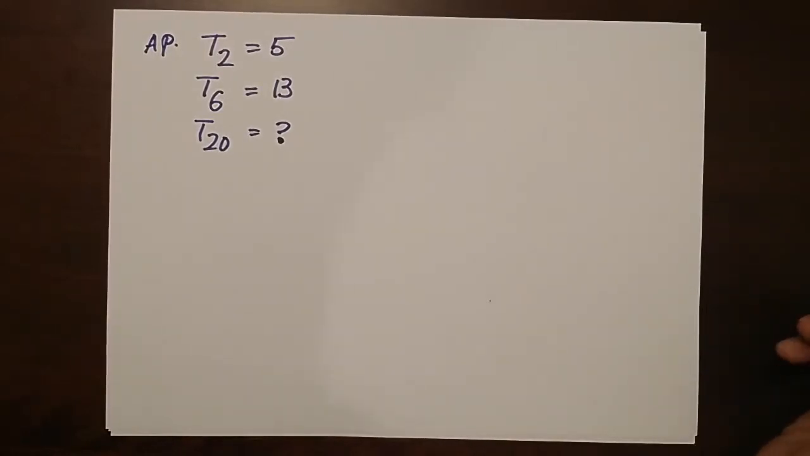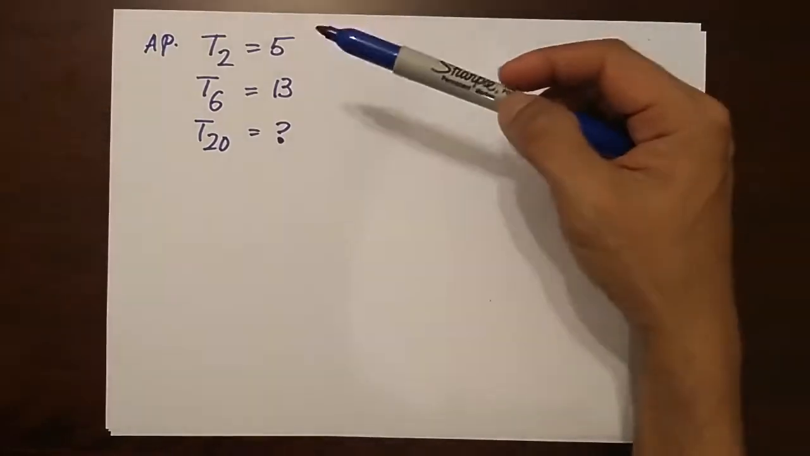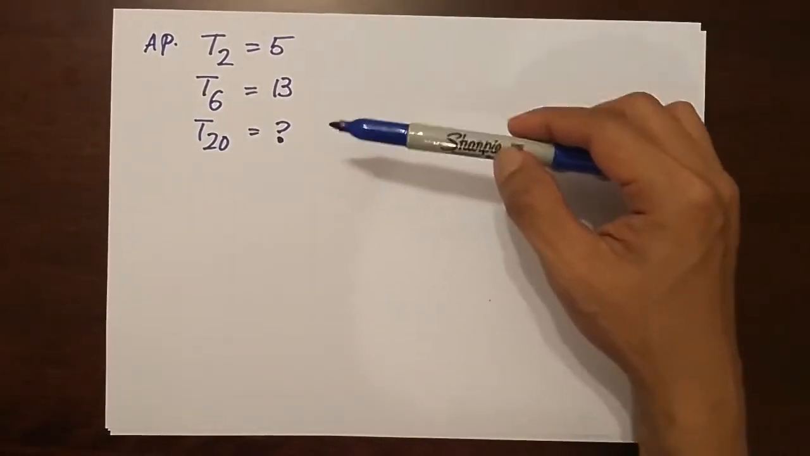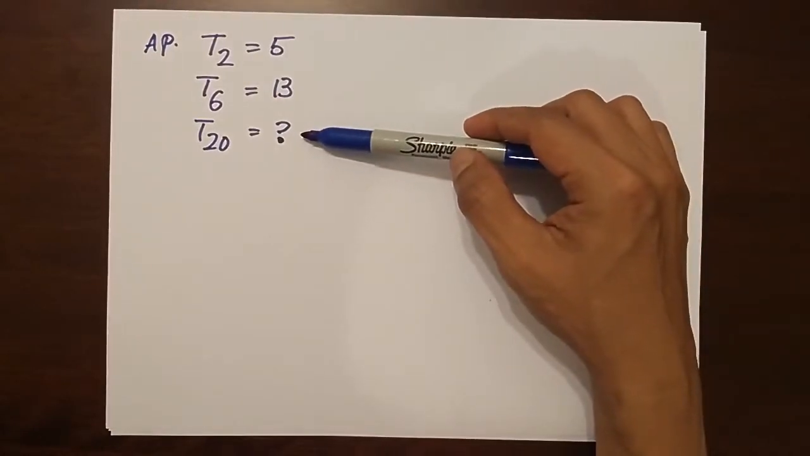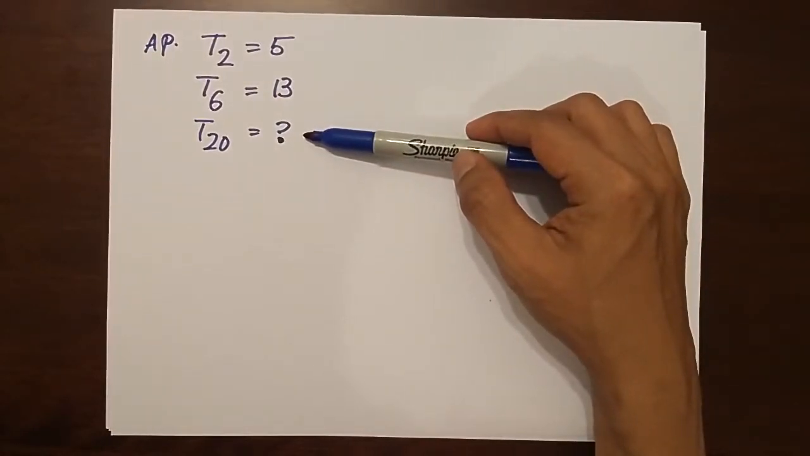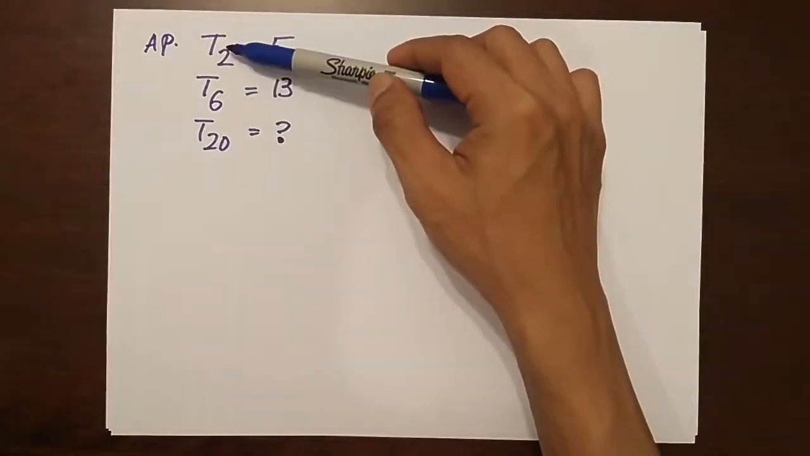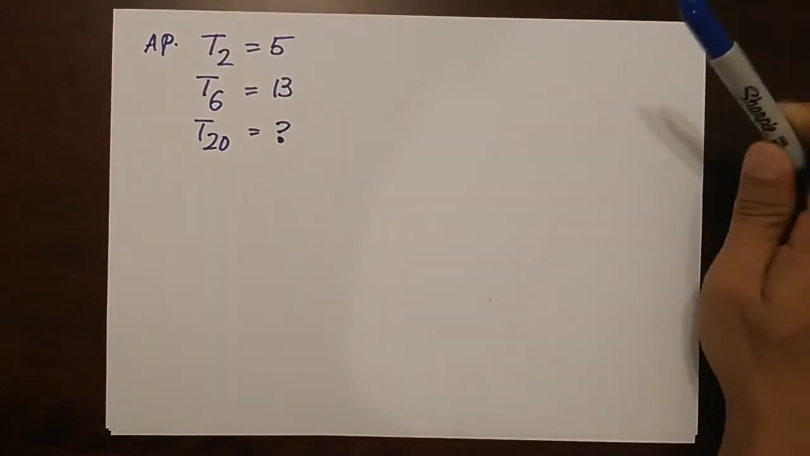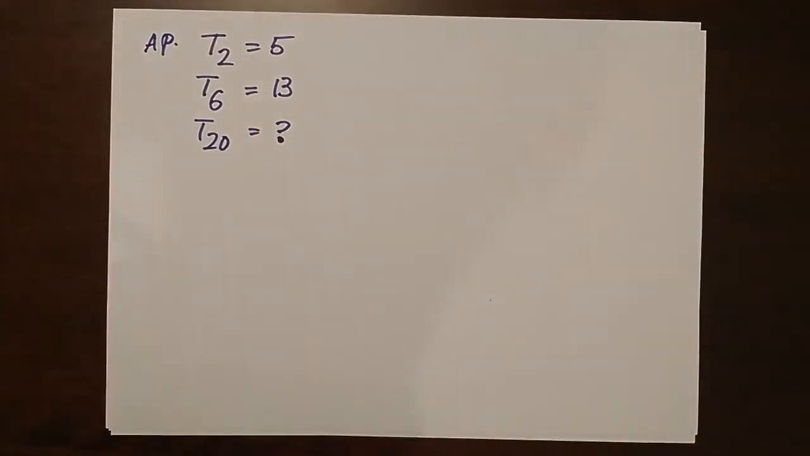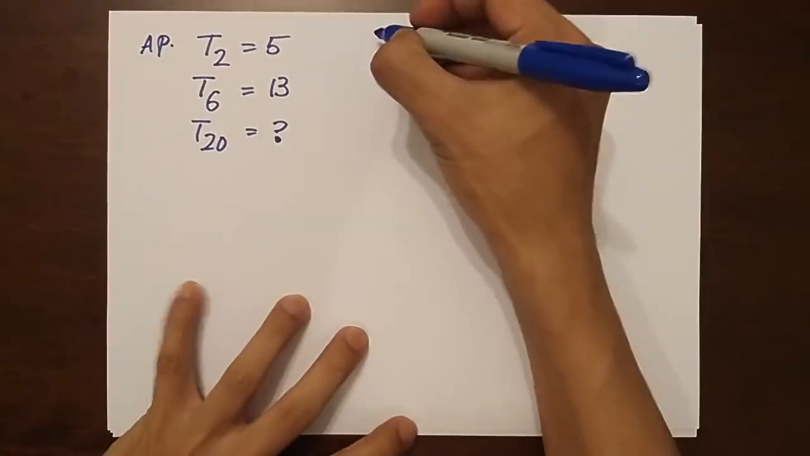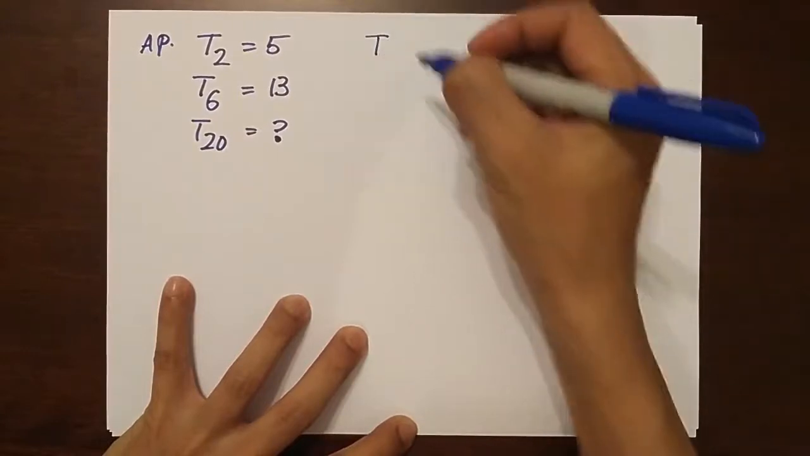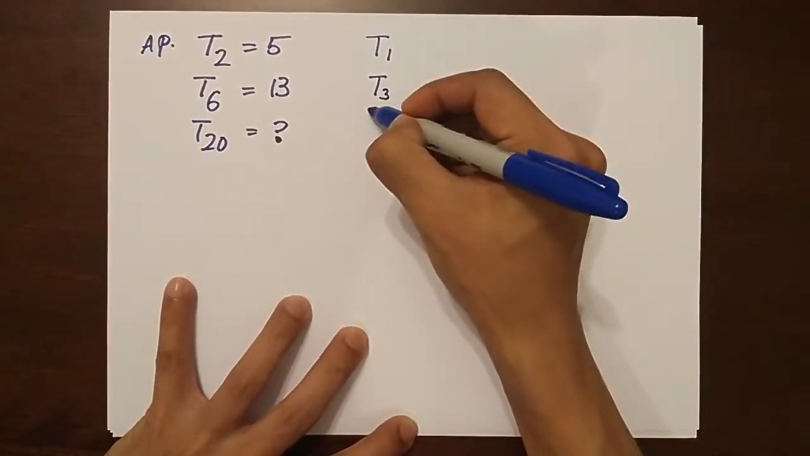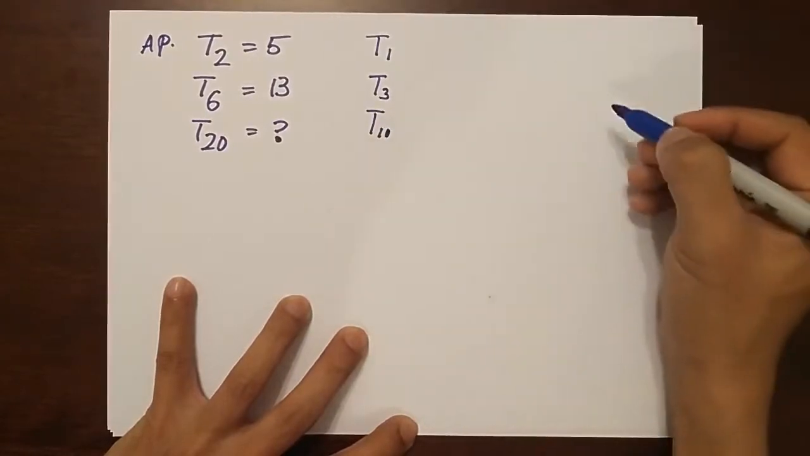Okay, welcome back. So we had a problem, an arithmetic progression where the second term was 5, the sixth term is 13, and the 20th term, that's the question, right? What is the 20th term? So you notice that the n numbers are all even here. So there's a little trick that you can use by dividing the numbers by 2, and I'll show you in a bit why that works.